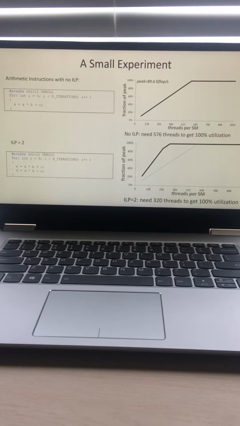Now, when we set the value of unroll to 2, we are introducing 2 operations which are independent of each other in the pipeline, and we can get the peak of 89.6 gigaflops per second by using only 320 threads. By the way, all this is based on the results of this particular piece of code on a GTX 480.